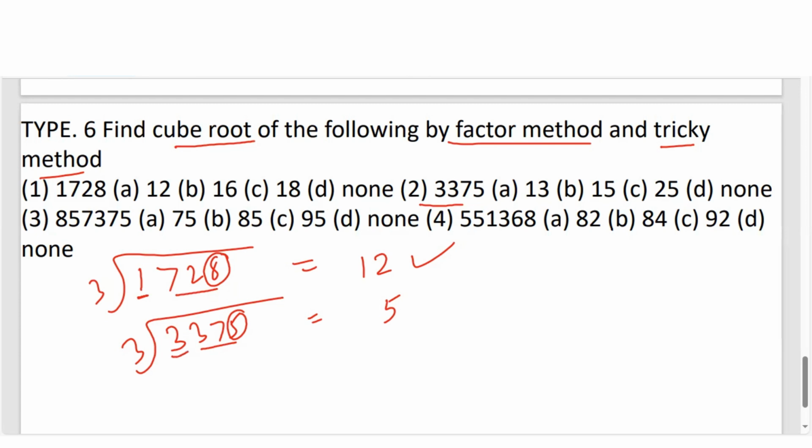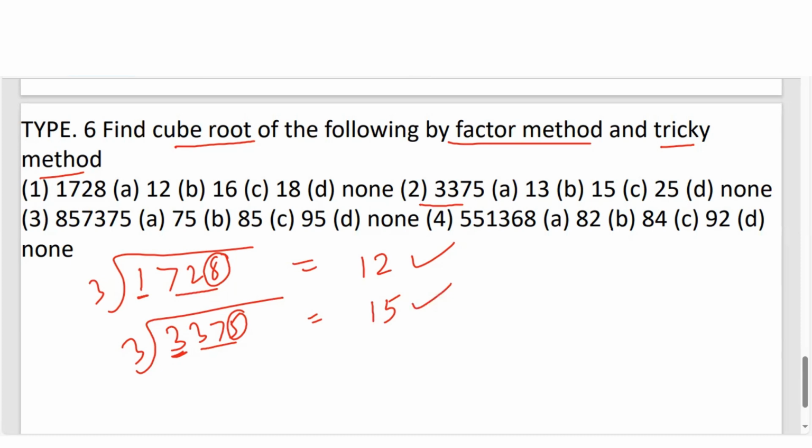Now the remaining part is 3. Now check in your mind whose cube gives 3. 1 cubed is 1 and 2 cubed is 8. So 8 is more than this number. We can't take more; we have to come down. So you again take 1. Your answer is 15.